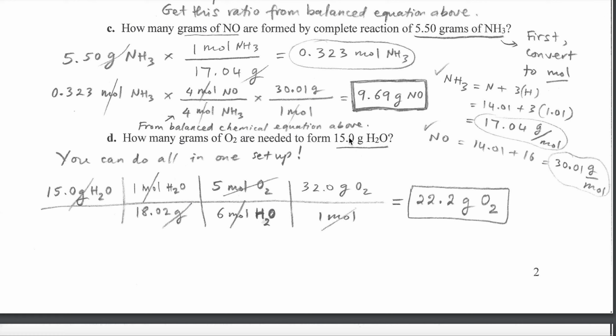D is another similar situation, where we got 15 grams of water and ask how many grams of oxygen. We can set this all up in one step, one multi-step calculation. Okay, multi-step chemical calculations, stoichiometry. So we start out with 15 grams of water. First step, 1 mole of water over 18 grams. That's the molar mass of water. Convert it to mole. Set up the ratio, 5 moles of oxygen over 6 moles of water.